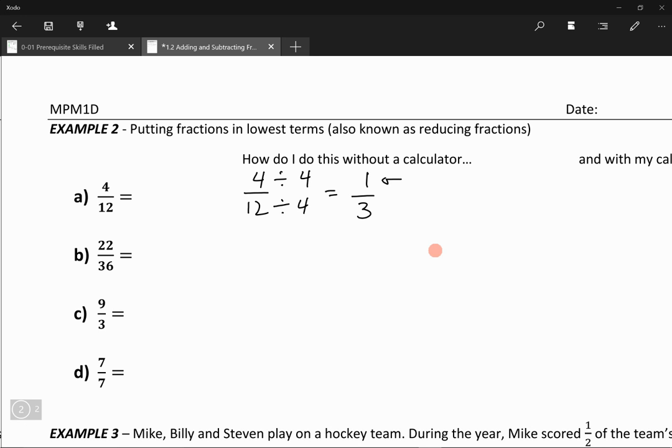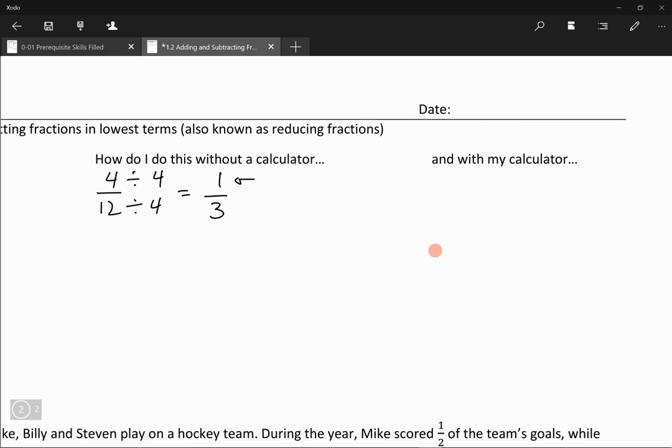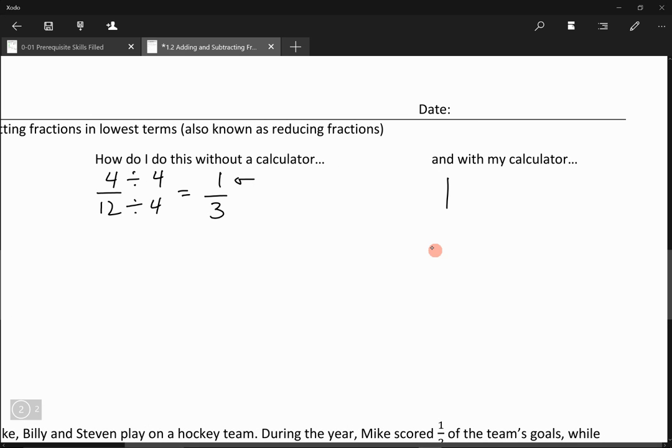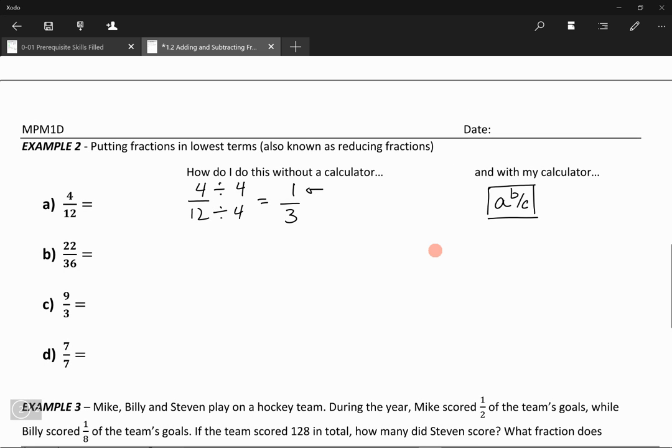Okay. On your calculator, if you have a scientific calculator with a special button, the button would look something like this: A with a B over C. This button will automatically turn anything you write into a fraction, and it will put it in the lowest terms. Okay, so you can use that too.